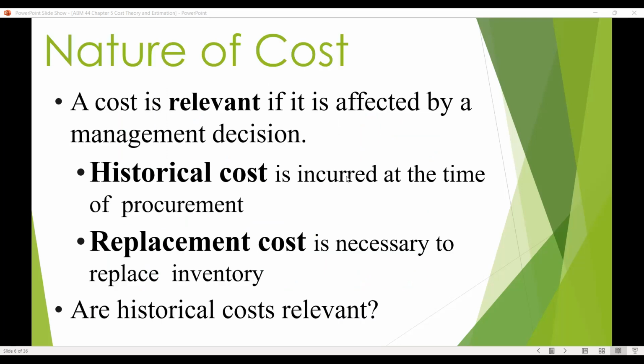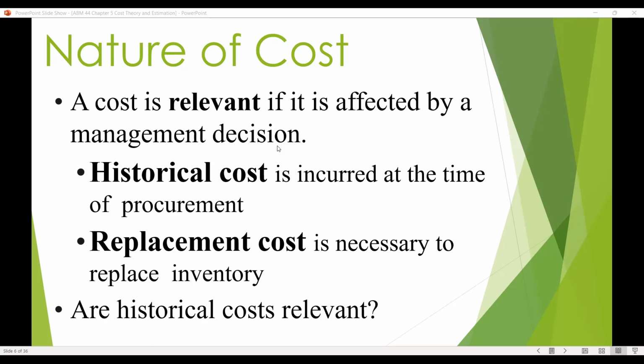So let's continue. A cost is relevant if it is affected by a management decision. I heard daw siya emphasize ang value if it is affected by a decision. So it serves its purpose when it is part of the decision making process, because costs play a big part in those areas, in those processes.